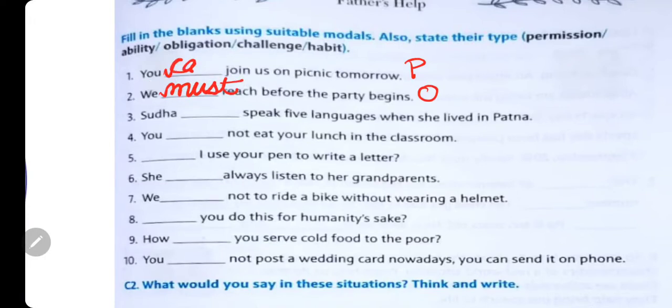So here we can. Now, Sudha dash speak 5 languages when she lived in Patna. So Sudha, she used to speak. We can say Sudha could speak 5 languages when she lived in Patna.